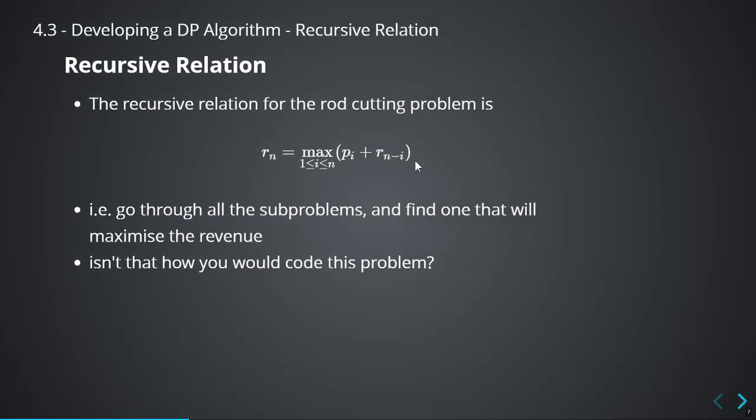So here is the recursive relationship, and it's actually very simple. Think about it. You go through all the subproblems, right? And you're going to do Pi plus Rn minus i. Well, for Rn minus i you have to recurse because you have to work this out. But on that level, you just do Pi plus Rn minus i, and then you compare that for all different i's.